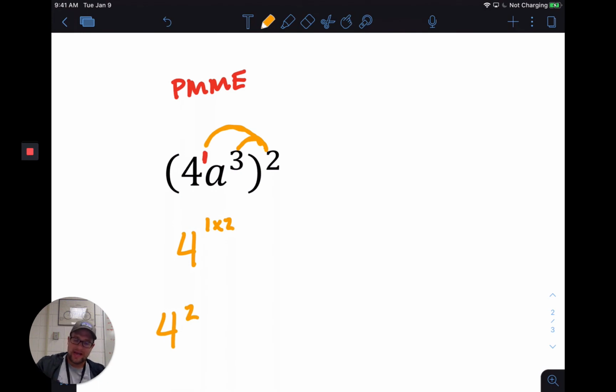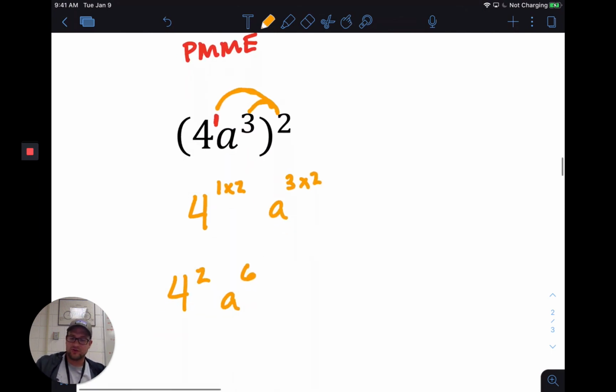And then we get to the a term. So a, right, again, our bases don't change, only our exponents change. We would have a to the 3 times 2, which gives us 6. Now, this is really close to a right answer. We can do just a little bit more. We do know what 4 to the 2nd power is, right? That is 16. So we can turn this into 16a to the 6th.